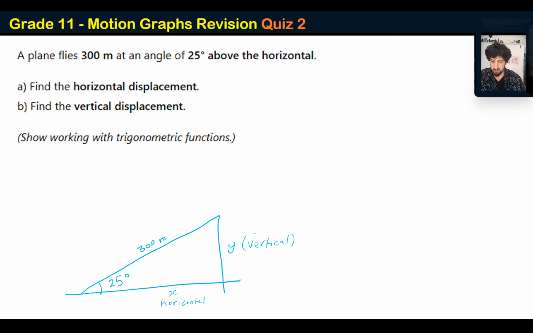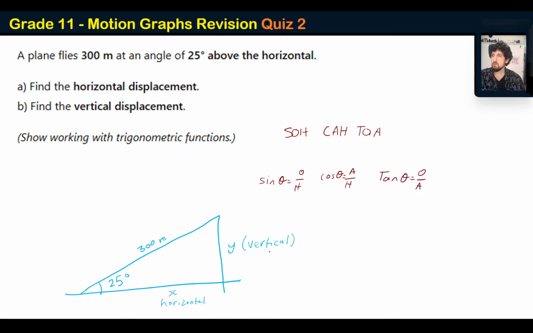Let's switch colors. That's just going to be SOHCAHTOA, isn't it? If you're familiar with that, then you're 90% of the way there. What we need is the sine of the angle. Sine of theta is going to equal opposite over hypotenuse. We've got cosine of theta equals adjacent over hypotenuse, and then we've got tan of theta is equivalent to opposite over adjacent.